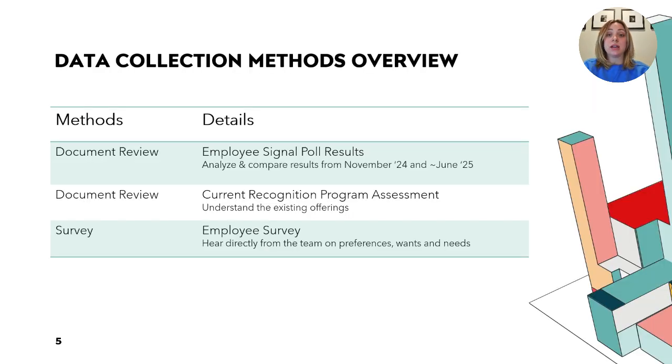So to achieve that, we're going to look at a couple different pieces of data. Two of these are going to be document review and these unobtrusive data sources that I'll be looking at, and then one of them will be a survey. So the first is our Employee Signals results. That's just our biannual employee survey that we do. The second is that menu of current recognition programs that I talked about before. And then the last would be an employee survey of my own creation that I would send out to my organization to get their feedback.